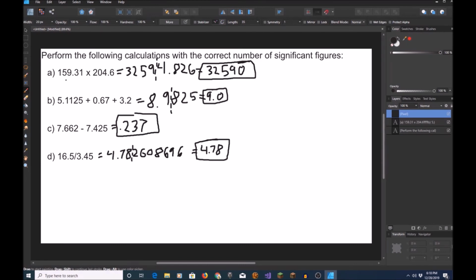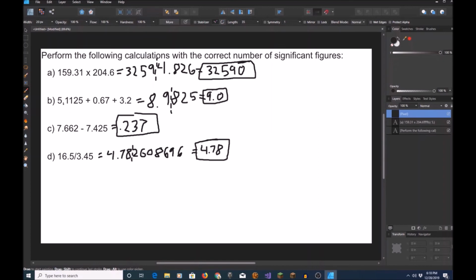So in part A, once again we have 4 sig figs in 204.6 and 5 sig figs in 159.31. So the answer I got when you just straight multiply these is 32,594.826, but you're going to cut it off at the 4th sig fig, and because 4 isn't enough to round that 9 up, we just have to leave it as 32,590.